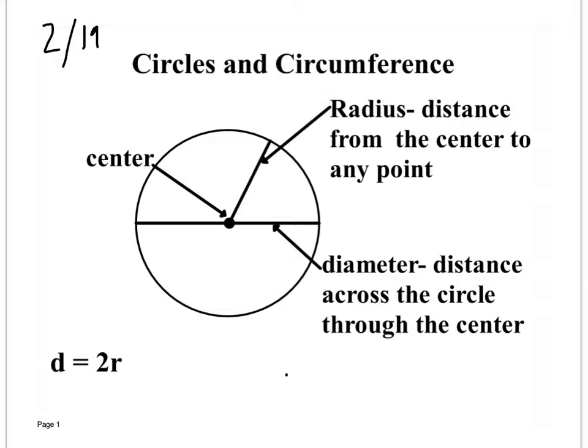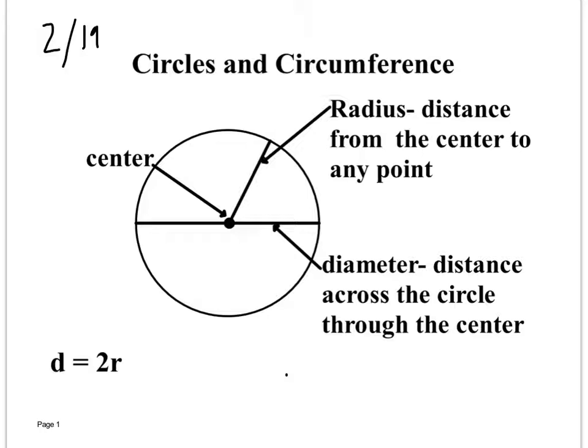Alright, today we're going to talk about circles and circumference. A couple different things you need to know. First is what a center is. The center of a circle is right in the middle. Okay, you know what that is. But we use it to find your radius and diameter.